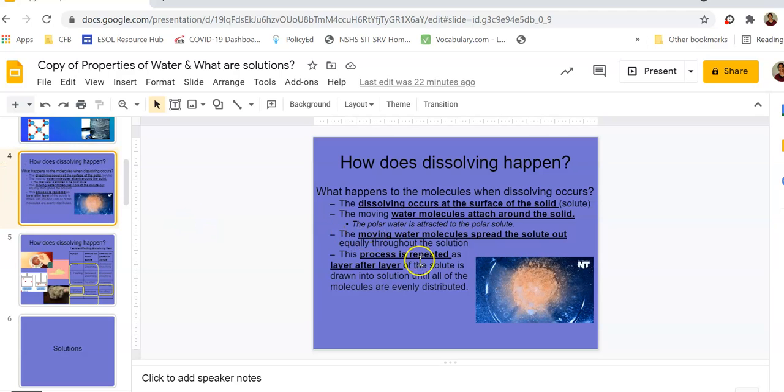The thing that you're dissolving is called the solute, and the liquid that you're dissolving it in is called a solvent. Or the easier way to remember it is the smaller portion is the solute and the bigger portion is the solvent.